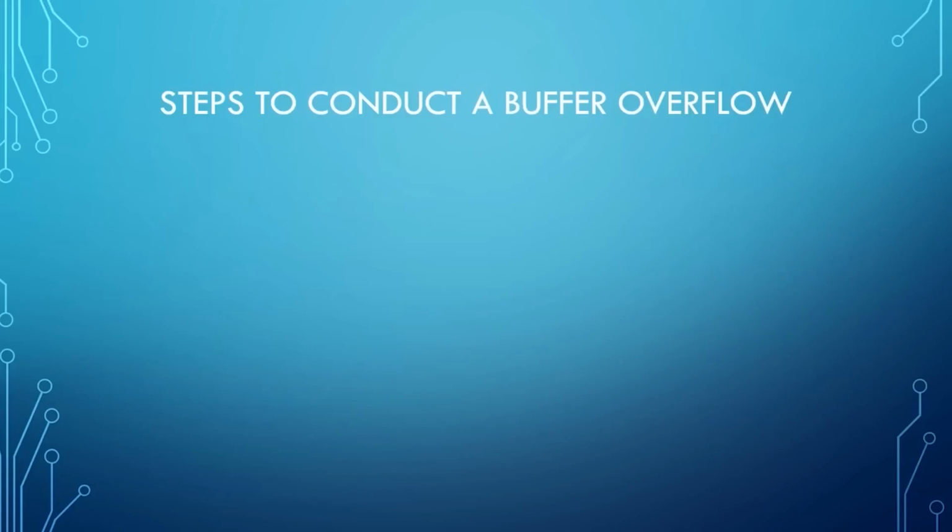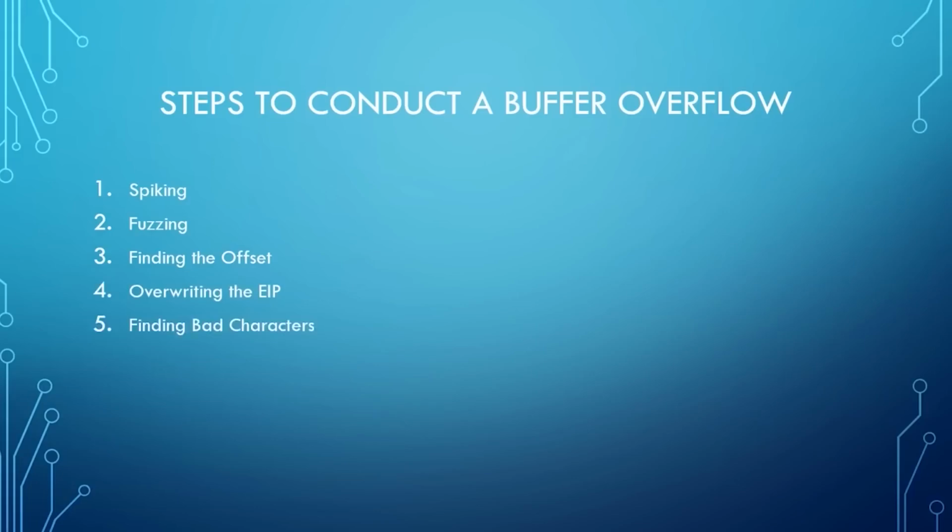So let's talk really quick about the steps to conduct a buffer overflow. The first step we're going to cover is called spiking. Spiking is a method that we use to find a vulnerable part of a program. Once we find the vulnerable part of the program, we're going to do fuzzing, which is kind of similar to spiking. With fuzzing, we're going to send a bunch of characters at a program and see if we can break it. If we do break it, we want to find out at what point we broke it, right? So we want to find something called the offset, and we use that offset to overwrite the EIP, that pointer address that we were talking about.